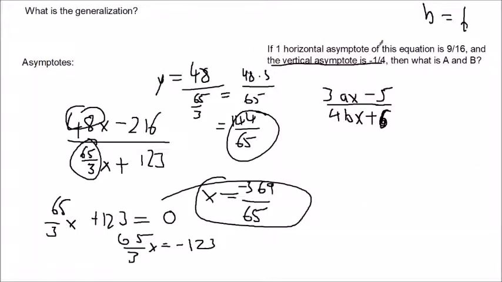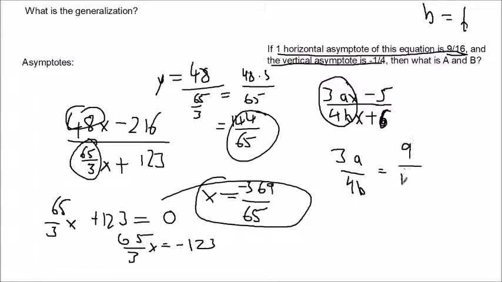Now I said leading coefficients, you have to divide the leading coefficients to get a horizontal asymptote. So if one horizontal asymptote of this equation is 9 over 16, horizontal asymptote is equal to 9 over 16. So divide the leading coefficients. These are our leading coefficients. 3a over 4b is equal to 9 over 16.